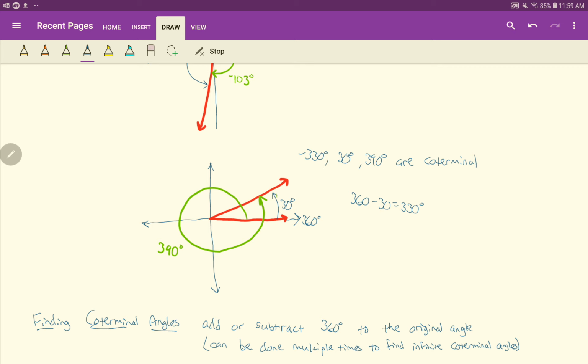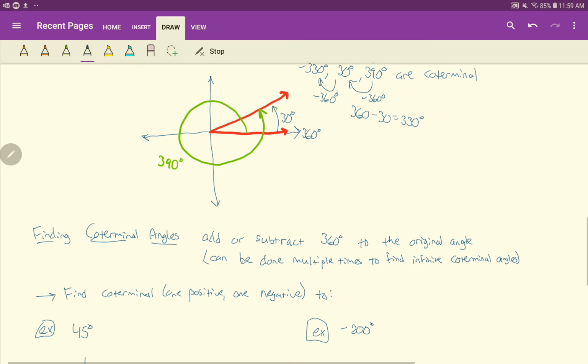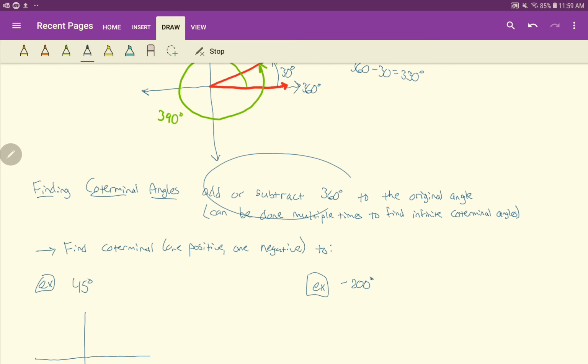And you can see here, to convert from here to here or from here to here, we're just going to add 360. Or if we want to go from here to here, we can subtract 360. And from here to here, we can subtract 360. So in other words, to find coterminal angles, all we have to do is add or subtract 360 to the original angle. And you can do it multiple times to find an infinite number of coterminal angles.